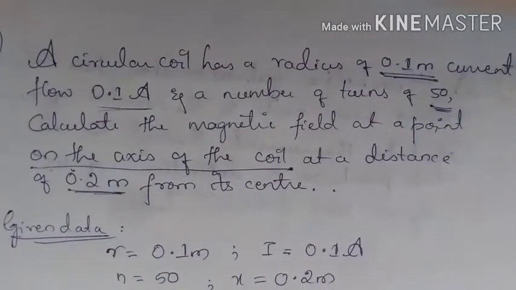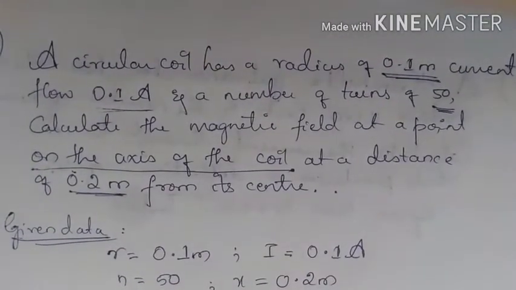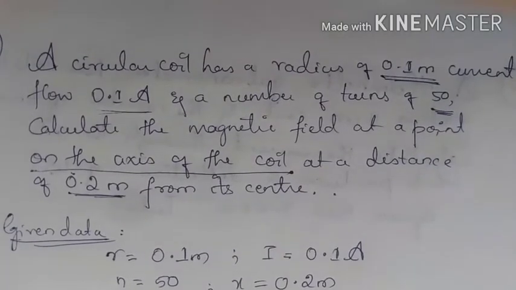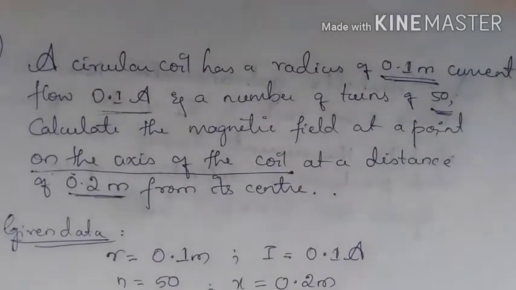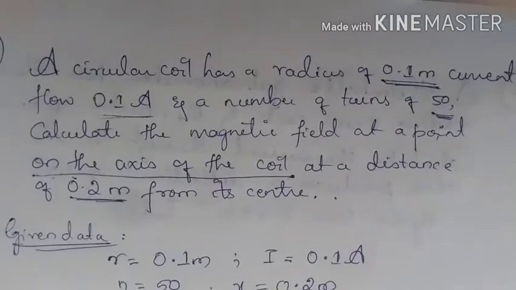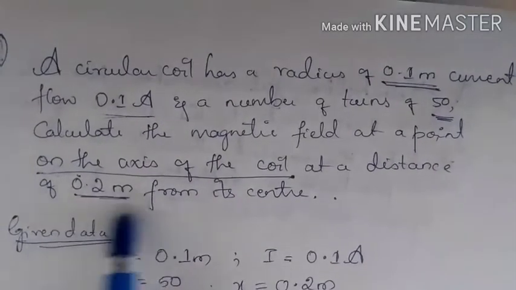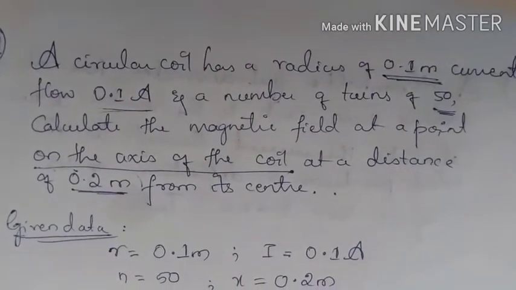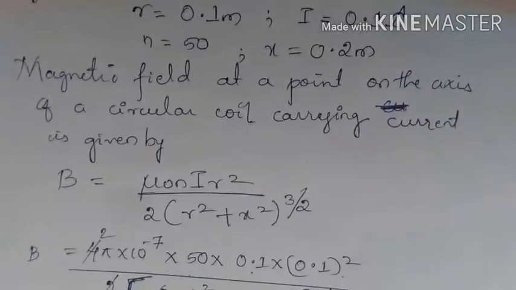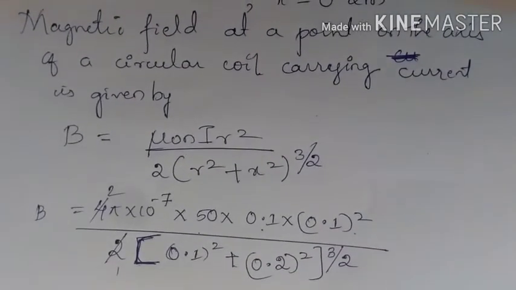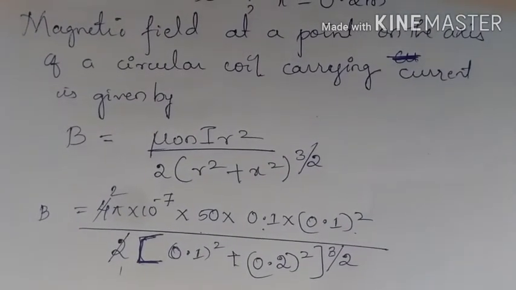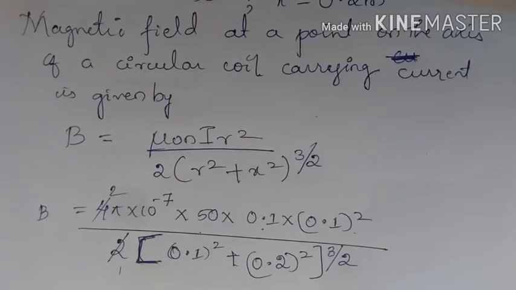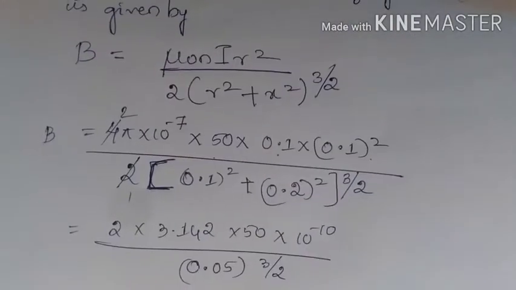So here we have a circular coil which has a radius of 0.1 meters and the current through it is 0.1 amp. The number of turns is 50. Now we have to calculate the magnetic field at a point on the axis of the coil, which is at a distance of 0.2 meter away from its center. For this we use the expression B is equal to mu naught N I R square divided by 2 into (R square plus X square) whole power 3 by 2.